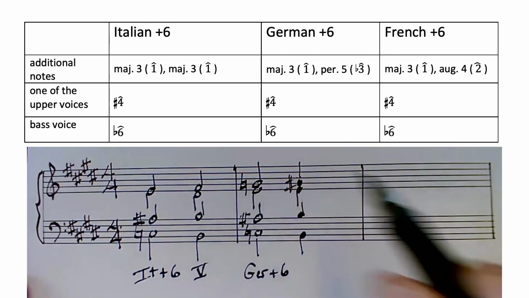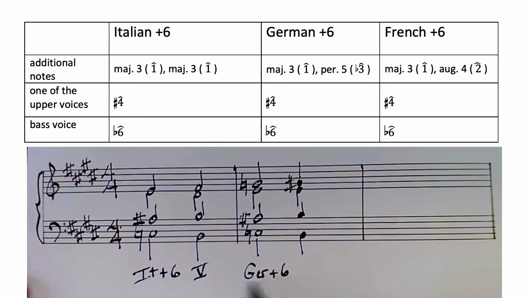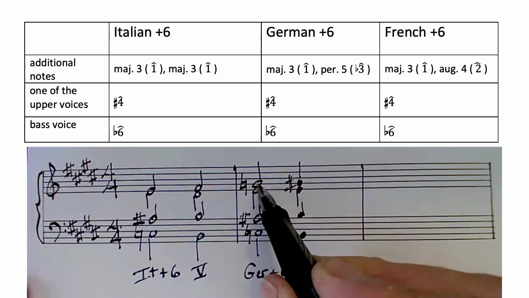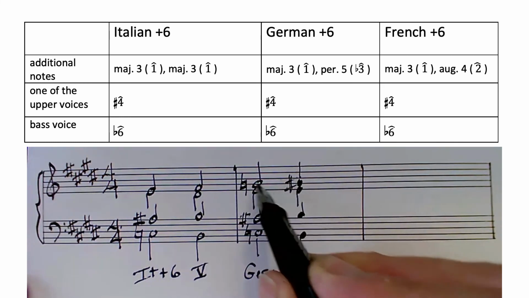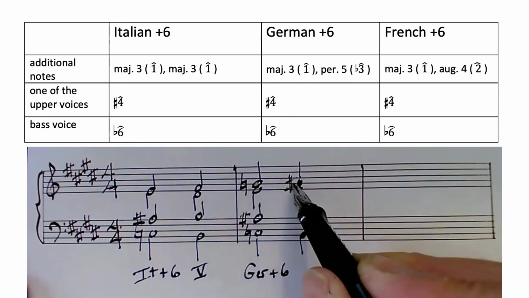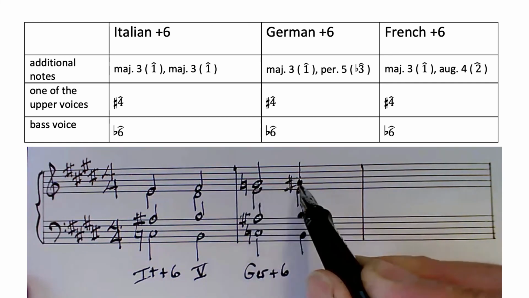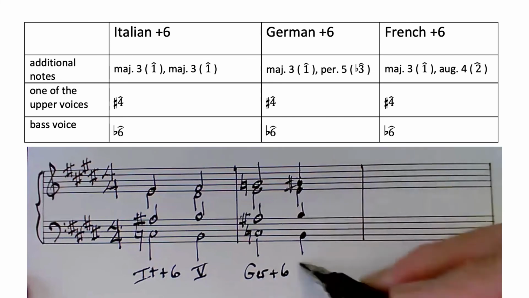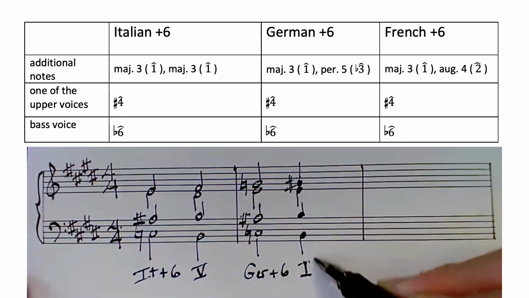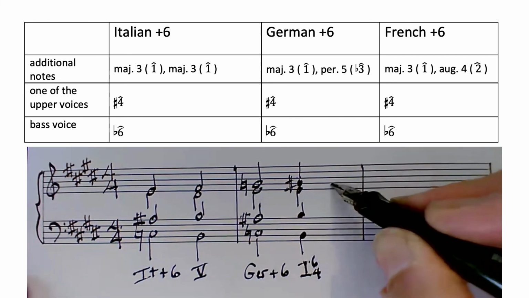There's a common tone. Also remember that sometimes the German augmented 6 chord will be spelled enharmonically, so that instead of a G going to G sharp, you might see an F double sharp going to G sharp, just so that the half step leading is a little bit more clear. And then generally a 1-6-4 chord will lead to a 5 chord.